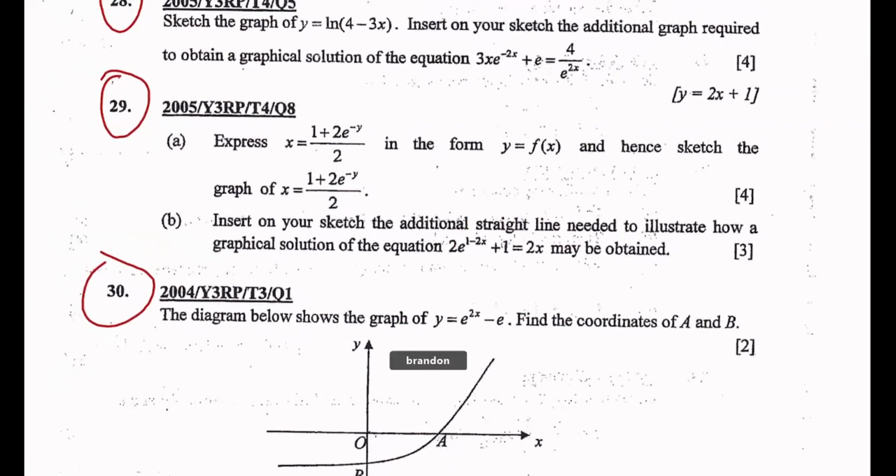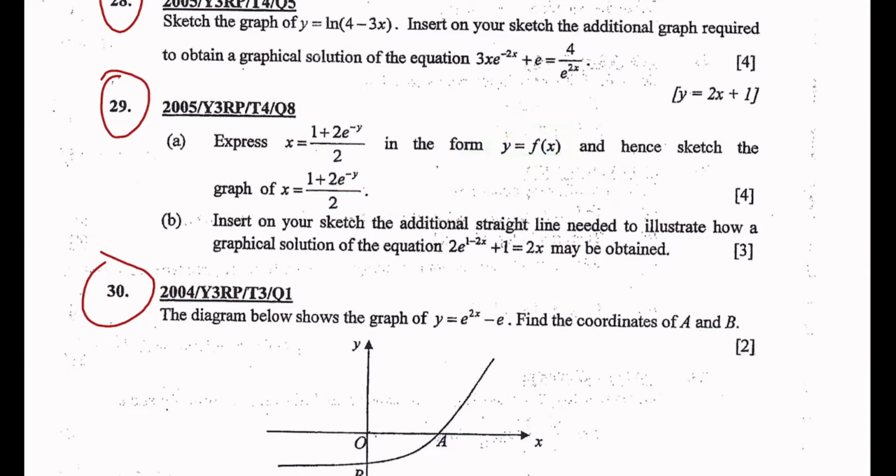Let's move on to question 29. Let's take a look. Part A, express x equals whatever in the form y equals f of x, and hence sketch the graph of x equals to something. Okay, so this is basically asking you to make y the subject. In the form y equals something, make y the subject.